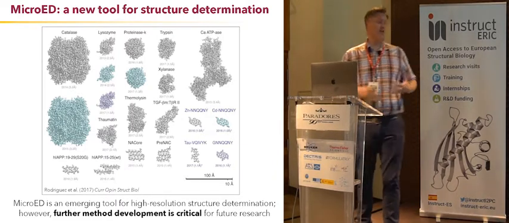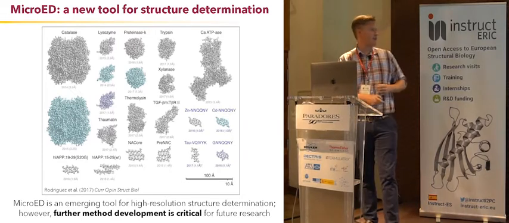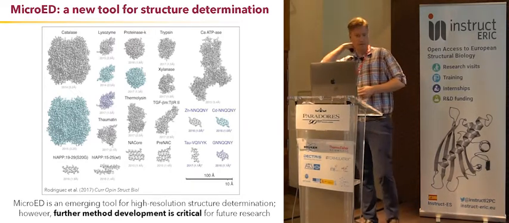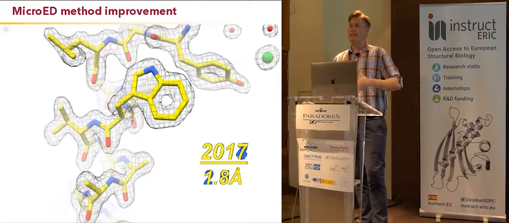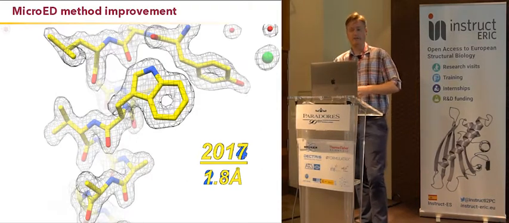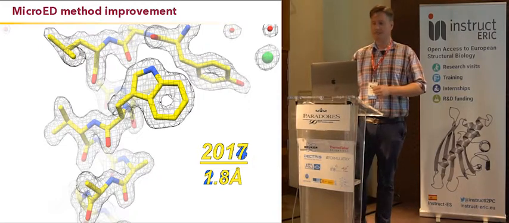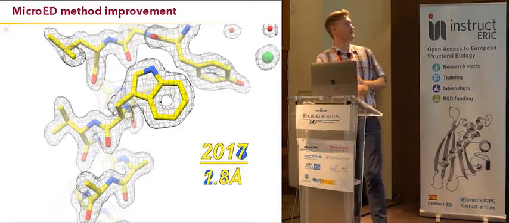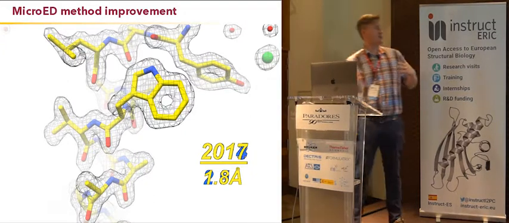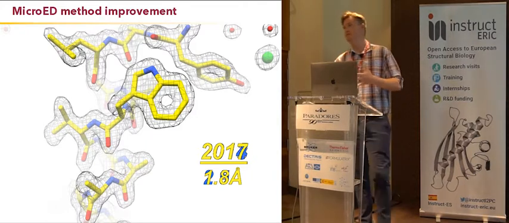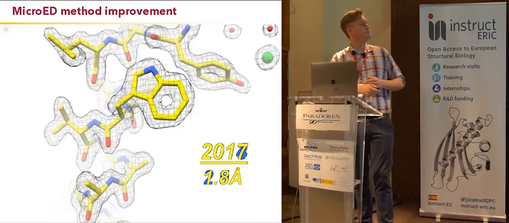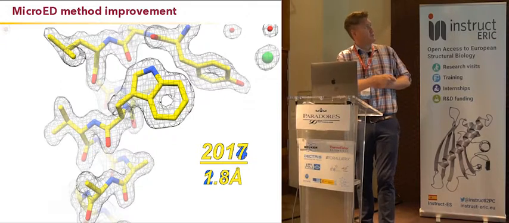The problem is it doesn't always work really well, and like anything, further method development is critical, and that's where a lot of my research is focused now, pushing the method forward. Can we make it easier, better, faster? To highlight the need for method improvement, this was the first structure we published, the first example of a three-dimensional crystal providing a full structure in an electron microscope.